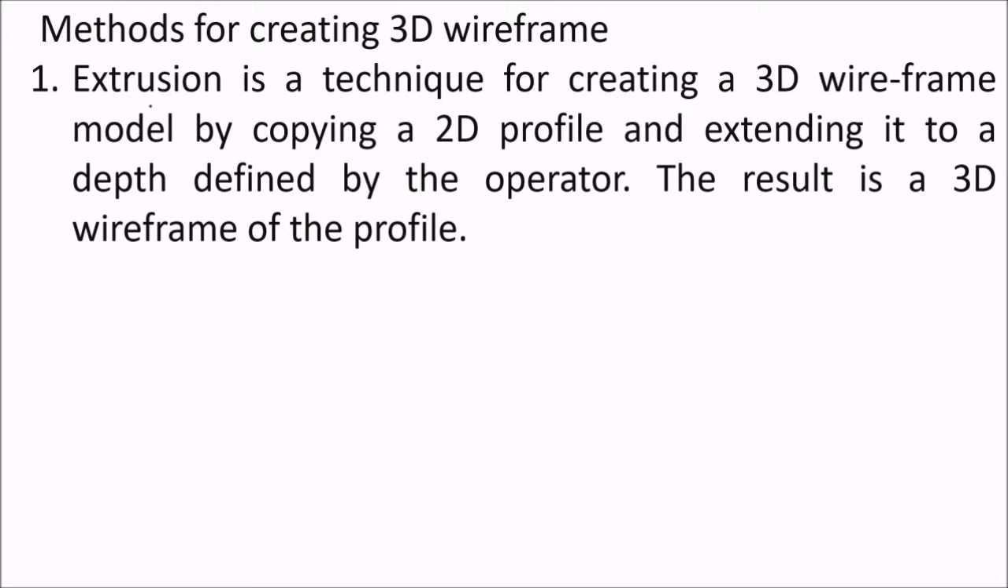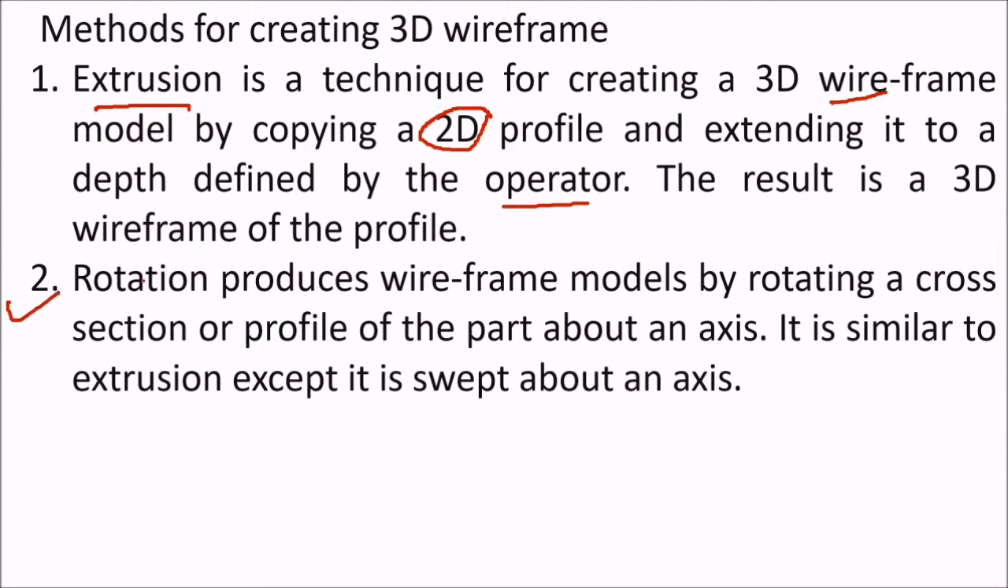Methods for creating a 3D wireframe. First is extrusion, a technique for creating a 3D wireframe model by copying a 2D profile and extending it to a depth defined by the operator. The result is a 3D wireframe for the profile. Then rotation. Rotation provides wireframe models by rotating a cross section or profile of the part about an axis. It is similar to extrusion, except it is swept about an axis.